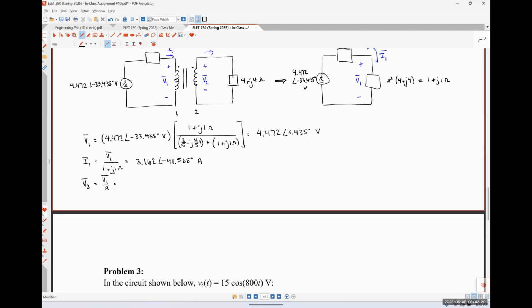I get 8.944 with an angle of 3.435 degrees volts. And then for what it's worth, I2 over here is just going to be A times I1. So that's just my current divided by a factor of 2.